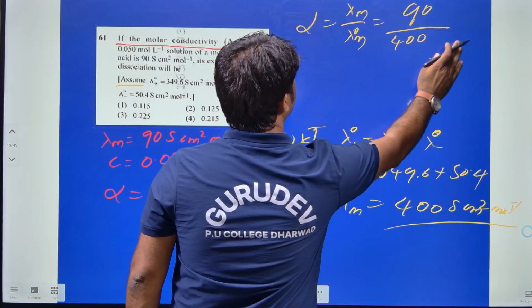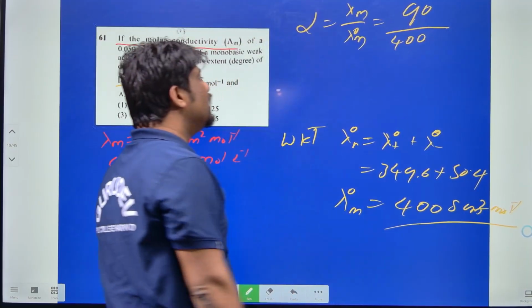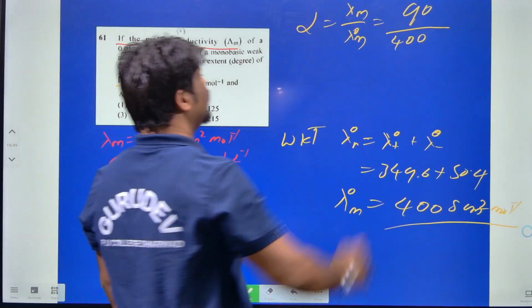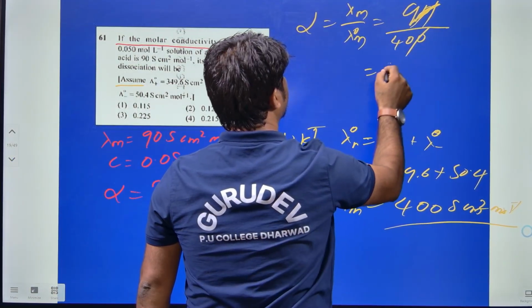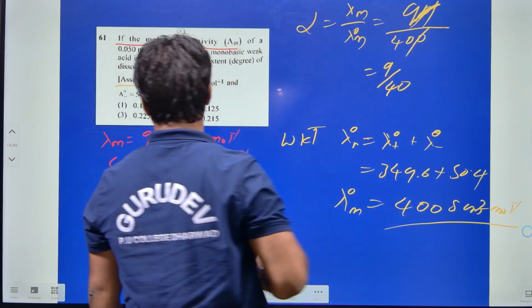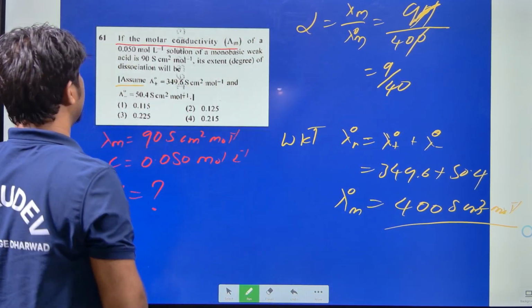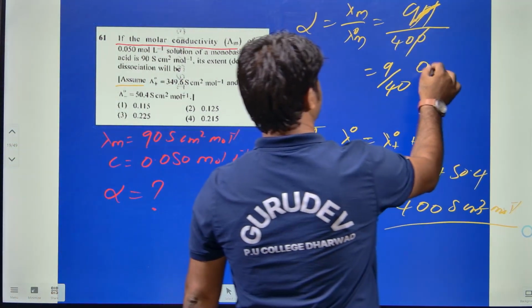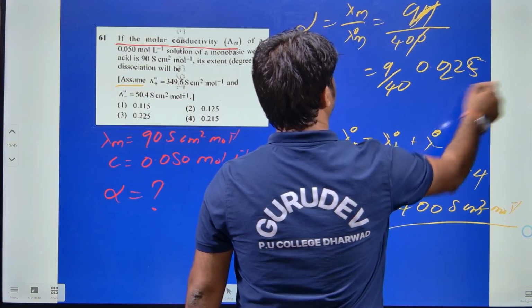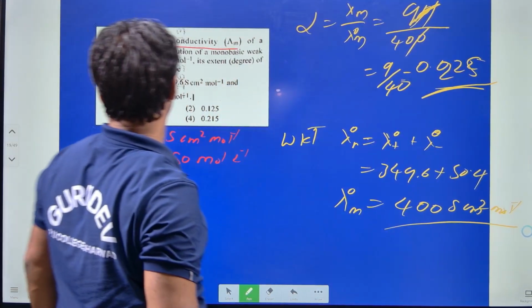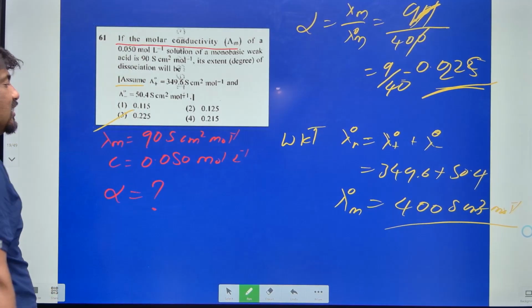Substituting the lambda naught m value, that is 400 here. So now 90 divided by 400. The zero gets cancelled, so I get 9 divided by 40. The value of 9 divided by 40 is 0.225. I am going to get the answer here. So the right answer for the question is 3.